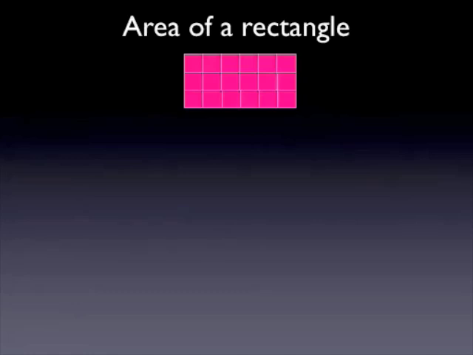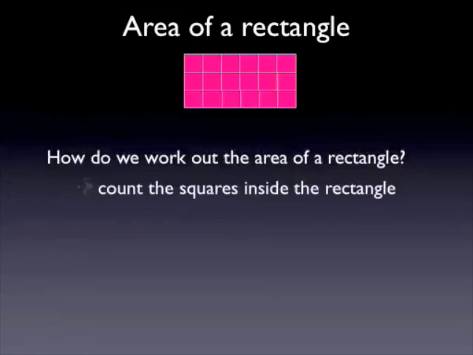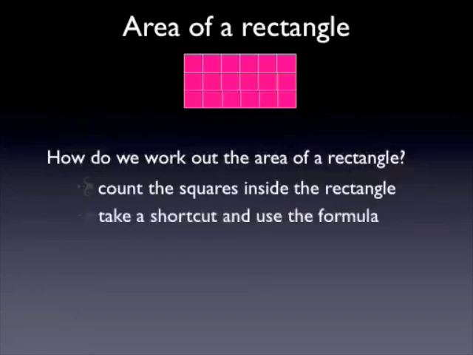Let's have a look at the area of a rectangle. How do we work it out? Well, we could count the squares like we just did inside the rectangle. We've got 18 squares. Or we could take a shortcut and use a formula. Sometimes it's not always possible to divide a rectangle into squares, especially around your house or wherever you're doing the area calculation. It might be just easier to use this formula.